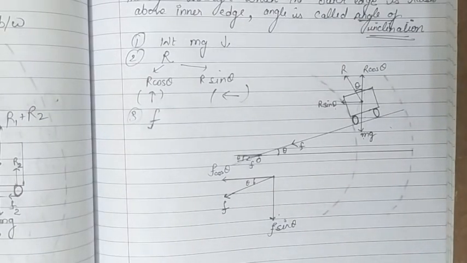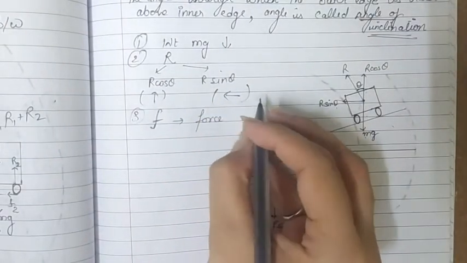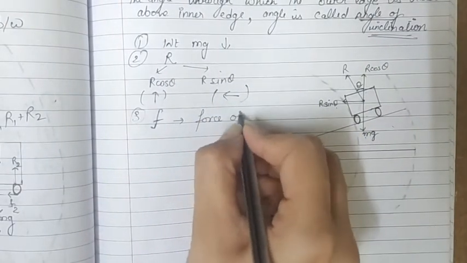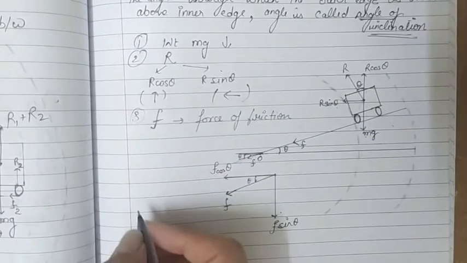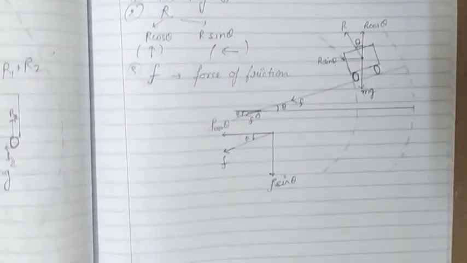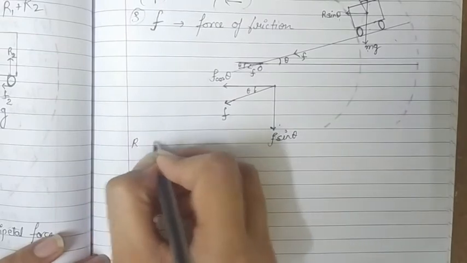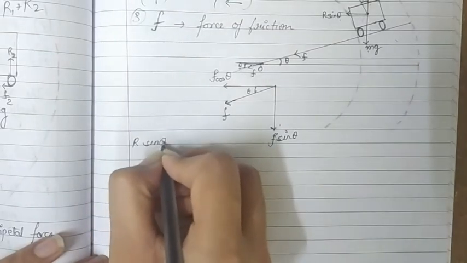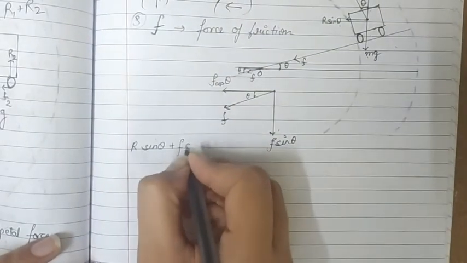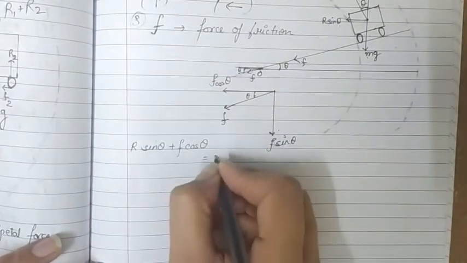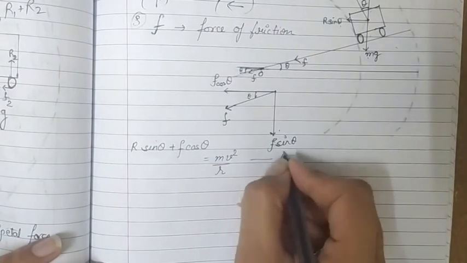Now from the diagram we can see that the two forces are acting inwards, which are responsible for providing the required centripetal force. So we are going to equate these forces. First equation, on equating we get R sin theta plus F cos theta, which provide us the required centripetal force, that is mv square upon r. This is equation number 1.